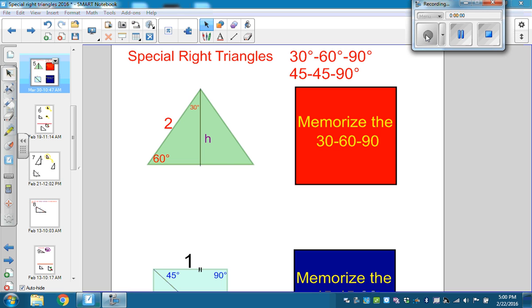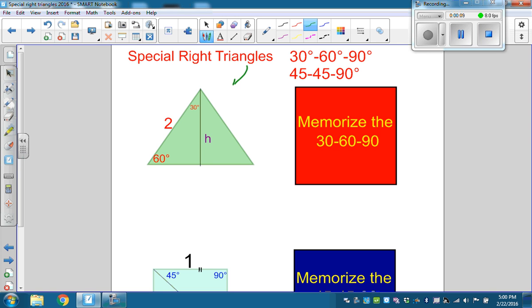Going to do a lesson on special right triangles. We talked about this a little bit in class today, and we learned that there are two special right triangles. One comes from the equilateral triangle. And I started it with all three sides being 2.